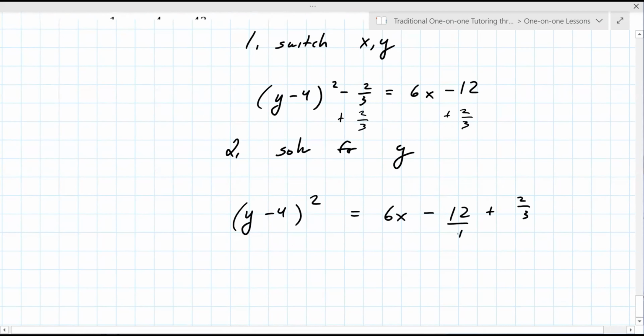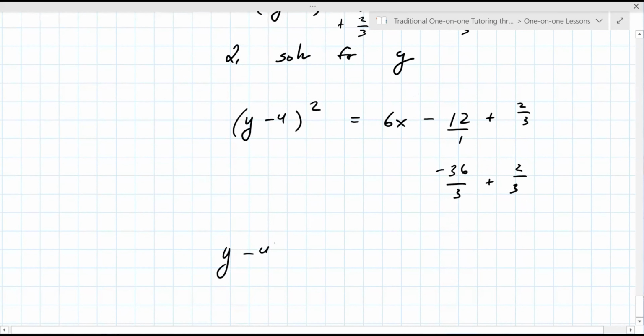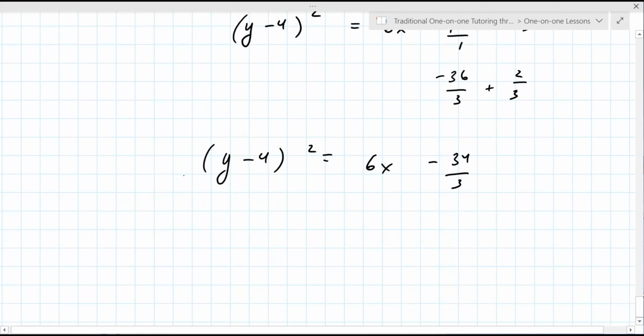12 is really 12 over 1. So when you make a common denominator here, it's minus 36 over 3. And you get y minus 4 squared equals 6x minus 34 over 3. And this is where you might want to start looking at the answer space and think, I think it's either B or D. But they're both in there, so that's not enough. You do have to undo the square with the square root.